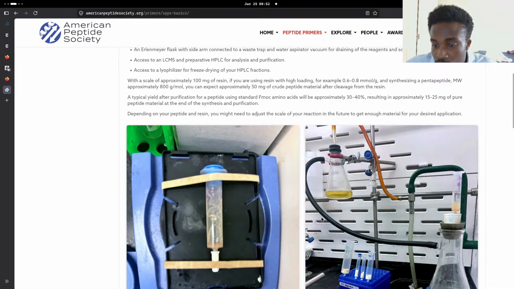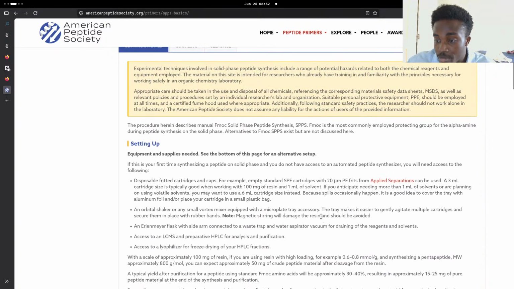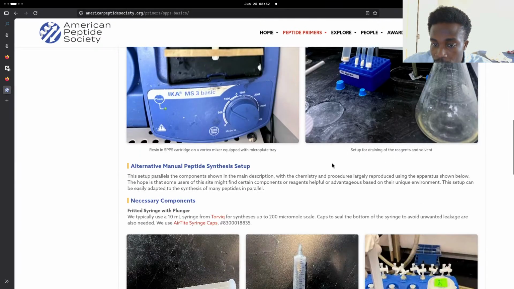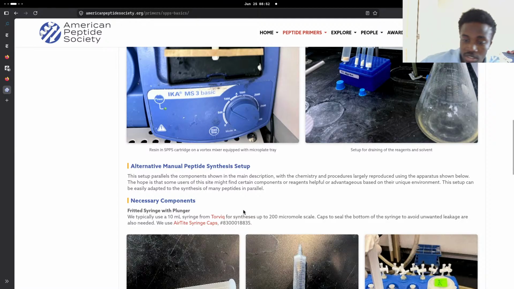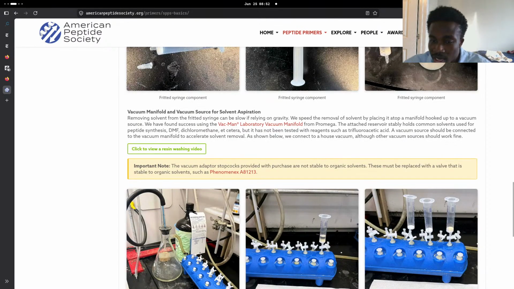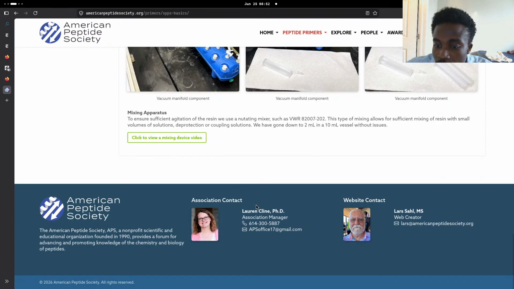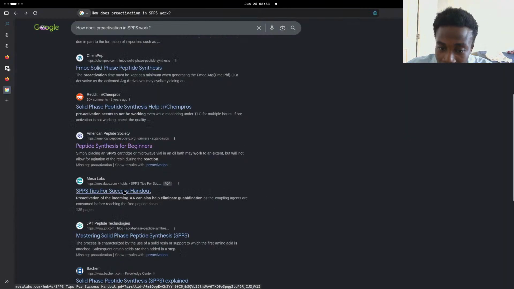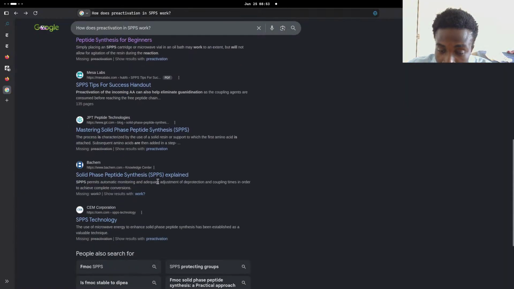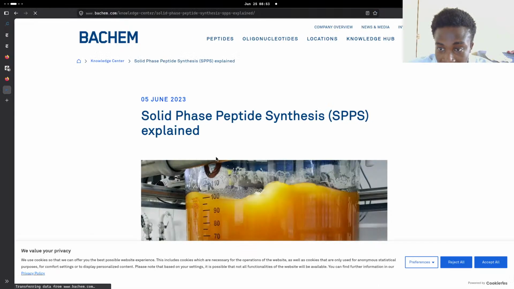The point is, we want to know peptide synthesis and we want to know pre-activation, right? So if this is your first time synthesizing a peptide on solid phase, you do not have access to all that, and you need to do the following. Blah, blah, blah. Alternative manual peptide synthesis setup. Blah, blah, yada, yada. Okay, but I need to find the whys, though. Why are we doing stuff? I'm clicking on this one because it said explained, right?